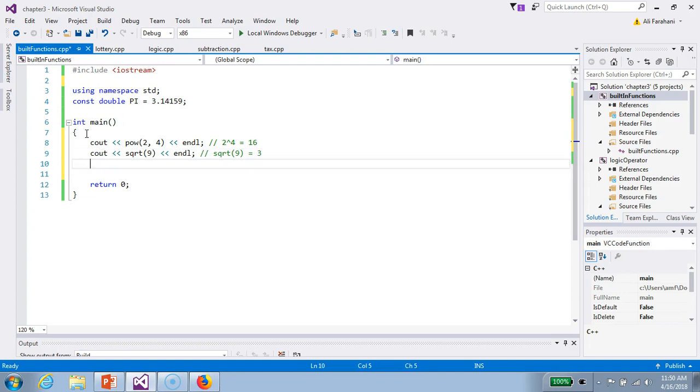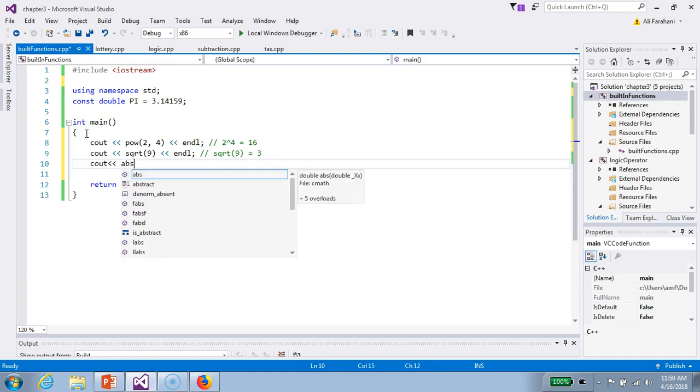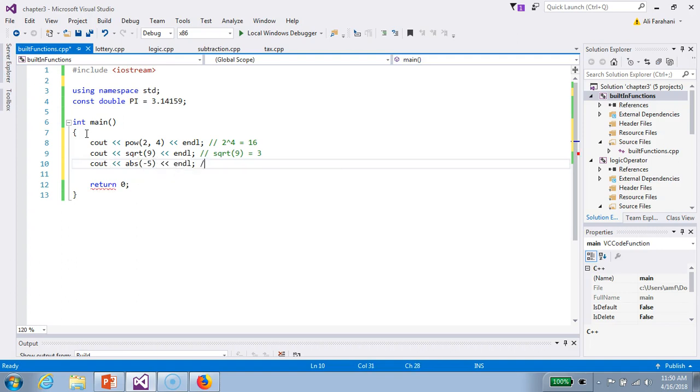Another function is the absolute value function. Let's say we want to find the absolute value of, and the function is abs, absolute value of -5, for example. That should give us the number 5.